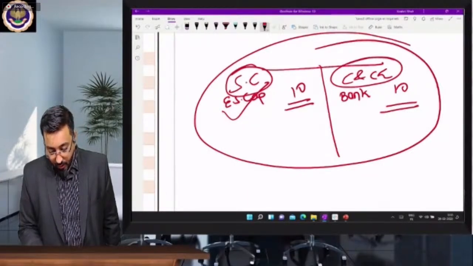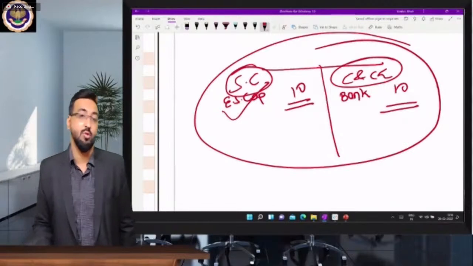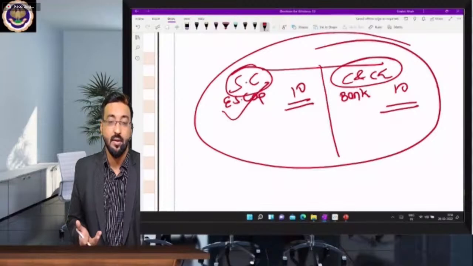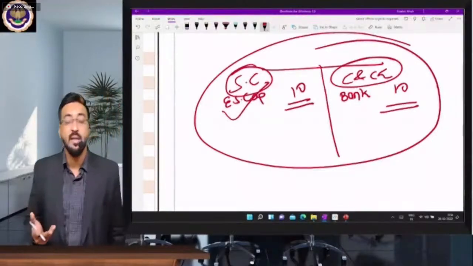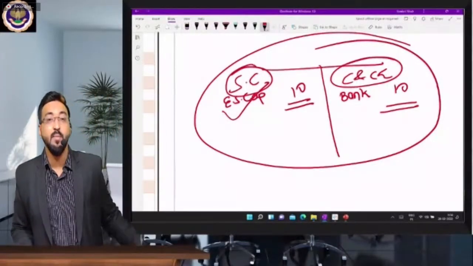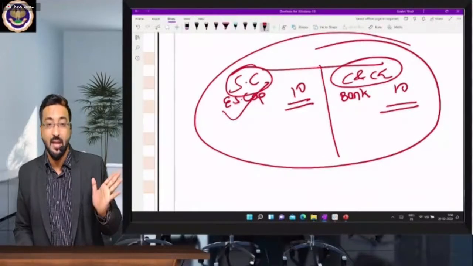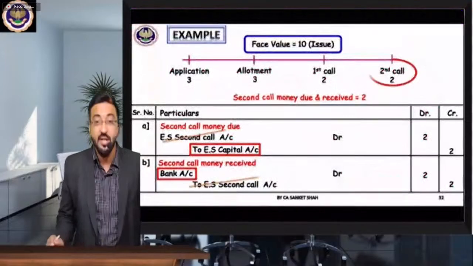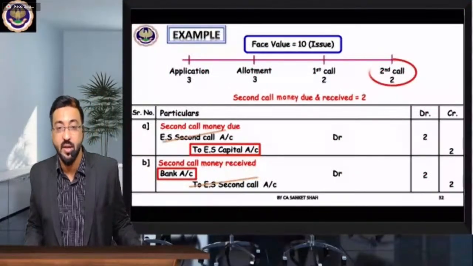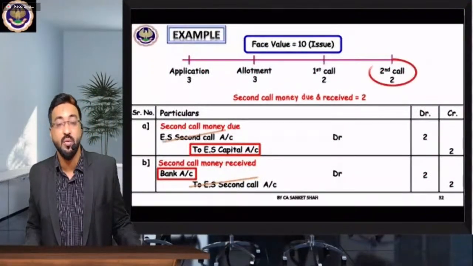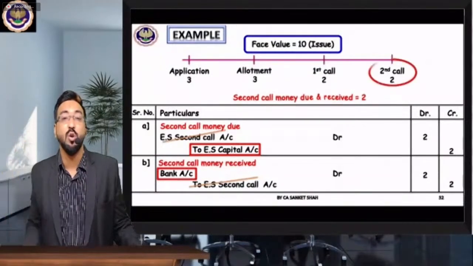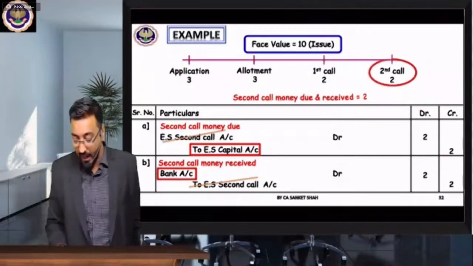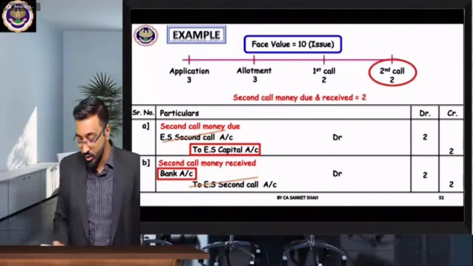Sir, can you tell me what is meant by temporary accounts? Beta, temporary accounts means they are going to cancel immediately. Temporary means what? Temporary accounts means they are going to cancel immediately, but you are passing these entries. You can see in these entries. Yes, beta. Now equity share second call account debit to equity share capital, and bank account debit to equity share second call. So second call is going to cancel, and you are left with bank account and equity share capital, which you carry to the balance sheet.